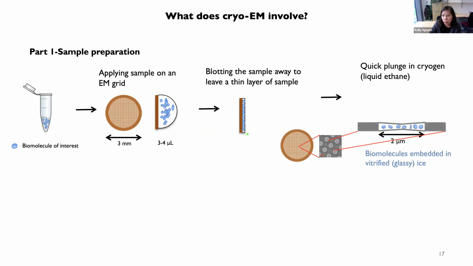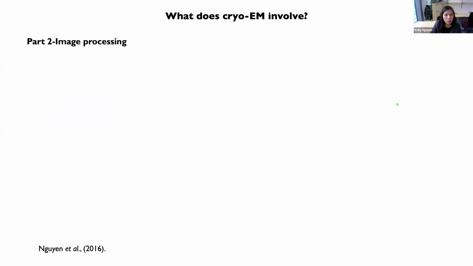And then we plunge it very quickly into cryogen, in this case liquid ethane. The trick is that if you freeze the sample so quickly, the ice crystals don't have time to form. So what we have eventually on this grid is this glass-like state of ice, which we call vitrified ice, where your particles are embedded in this ice layer. It's almost like a window with the particles embedded within your glass window. Having done that, we then put it on the microscope, shine the electron beam, and collect data. And that brings us to the second part of cryo-EM.